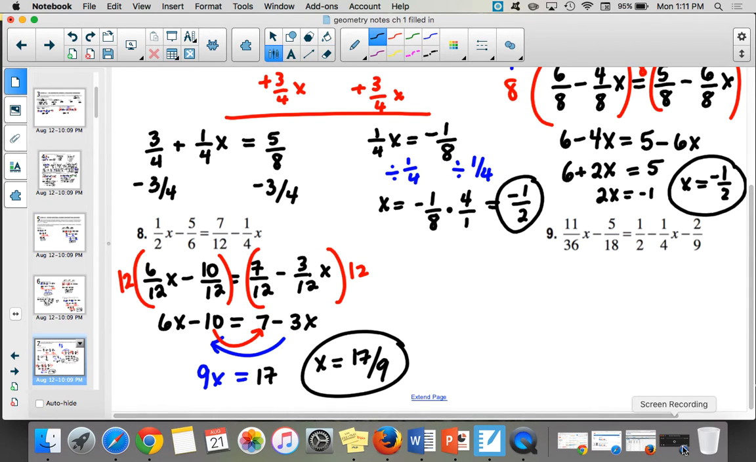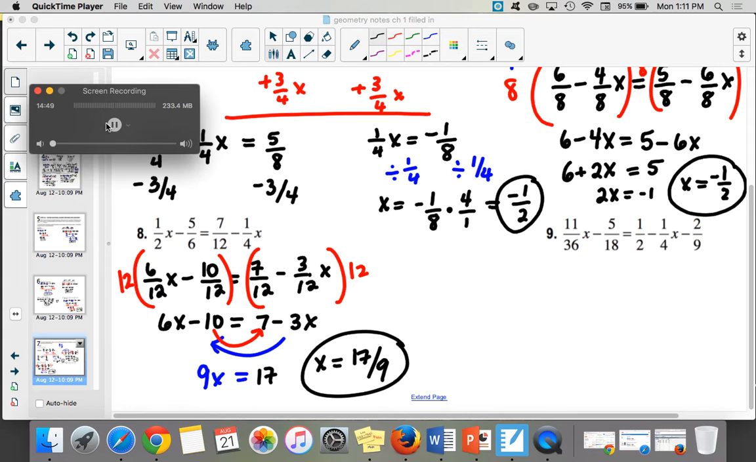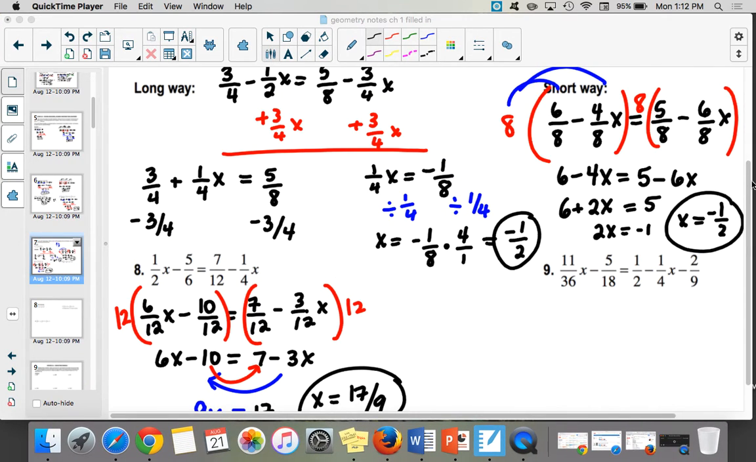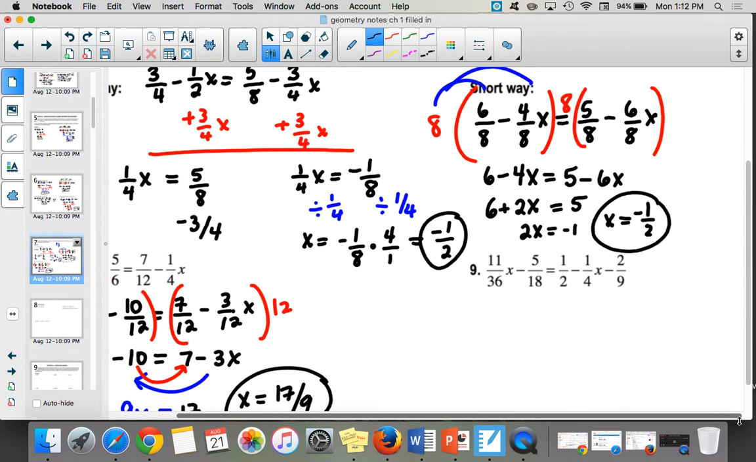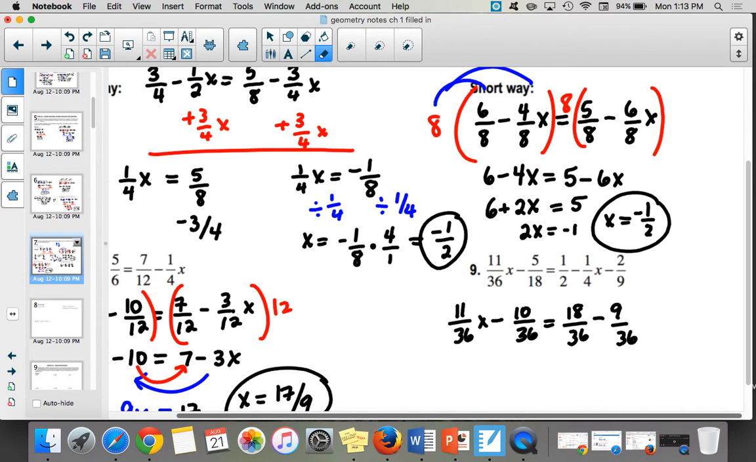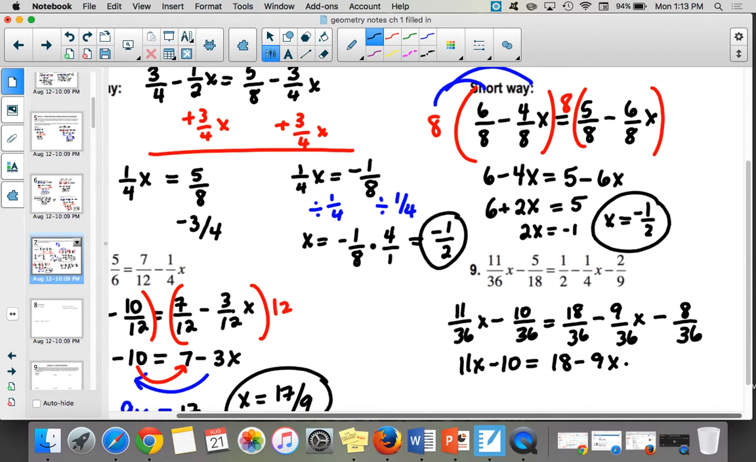So clear your fractions out. All right, so did you make it so that your denominators are all 36? So we have 11 over 36x minus 10 over 36 equals 18 over 36 minus 9x over 36. You can put the x on the side too, it doesn't matter. I kind of put it on the top there. Minus 8 over 36. So you should have 11x minus 10 equals 18 minus 9x minus 8 when you clear the fractions by multiplying through by 36.